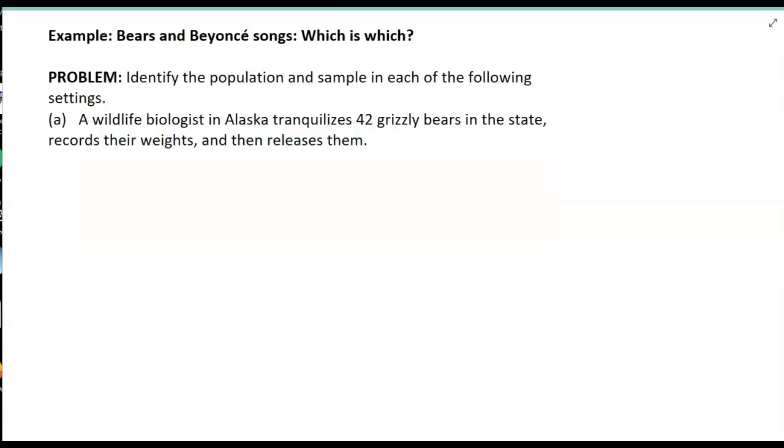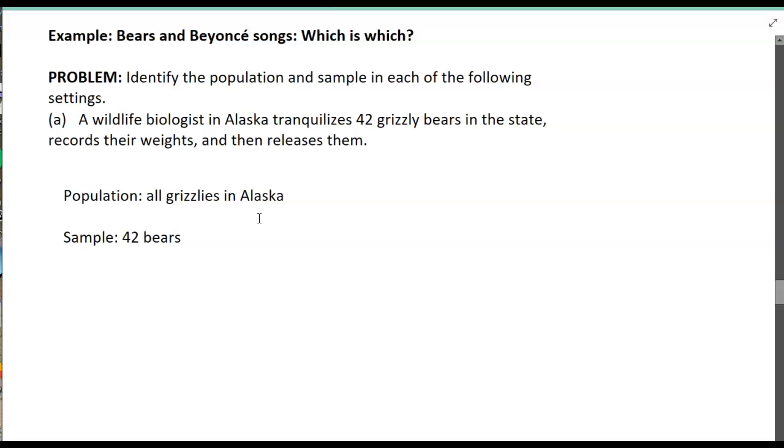Okay, so in this example, let's identify the population and sample in each of the following settings. The first setting is a wildlife biologist in Alaska tranquilizes 42 grizzly bears in the state, records their weights, and then releases them. So the population is all grizzlies in Alaska. The sample is 42 bears that the wildlife biologist tranquilizes. It's a subset of all the grizzlies in Alaska.